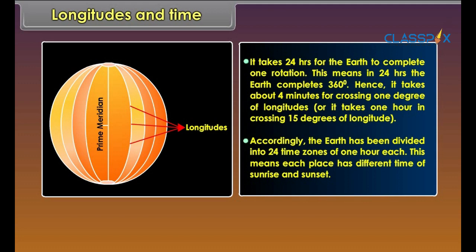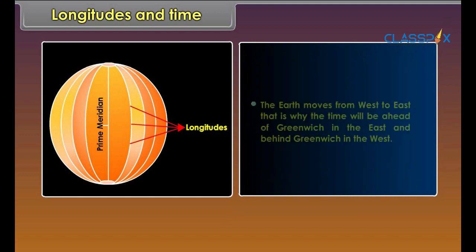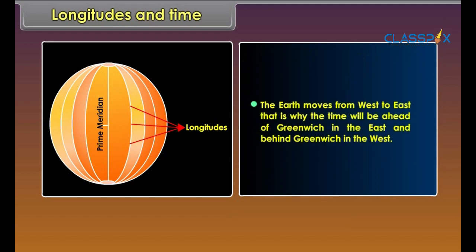Hence, it takes about 4 minutes for crossing 1 degree of longitude, or it takes 1 hour in crossing 15 degrees of longitude. Accordingly, the earth has been divided into 24 time zones of 1 hour each. This means each place has a different time of sunrise and sunset. The earth moves from west to east. That is why the time will be ahead of Greenwich in the east and behind Greenwich in the west.